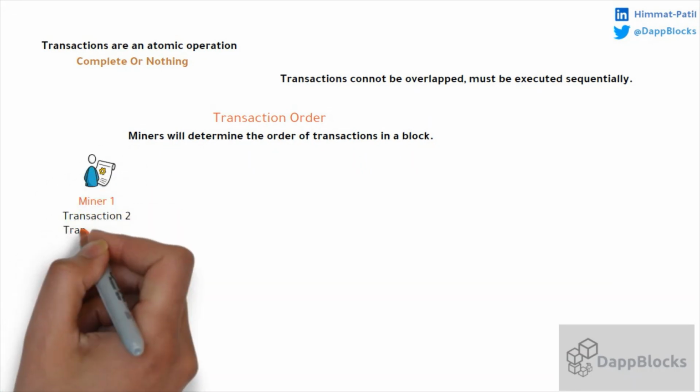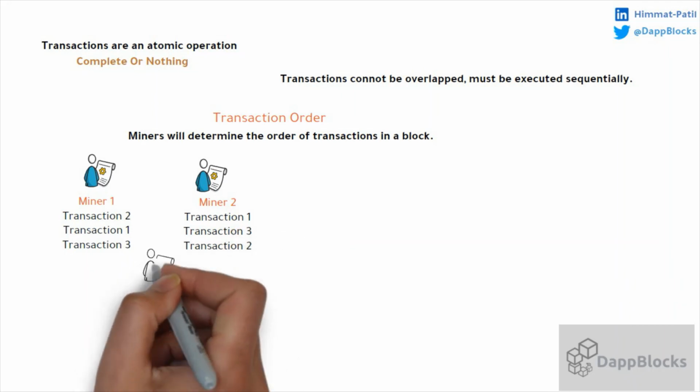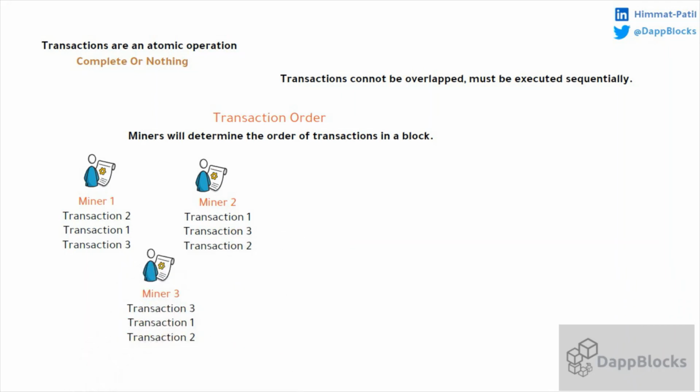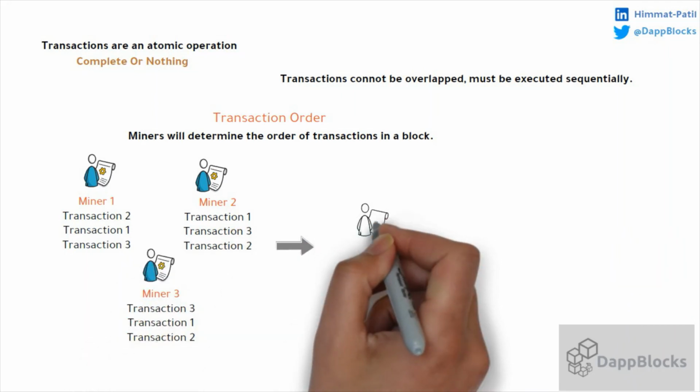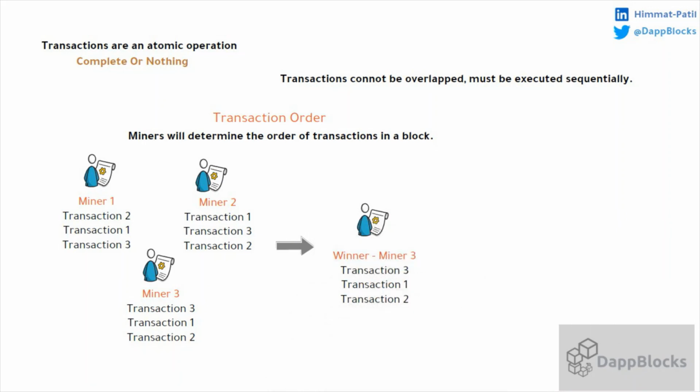Here, for example, there are 3 miners and each one has their own transaction order in their block, which will be added to the blockchain. The final order of transactions will be the winning miner's block. Now, how is the winner selected? The winner is selected based on a consensus algorithm such as proof of work and proof of stake. We will see consensus algorithms and other related details in another video.